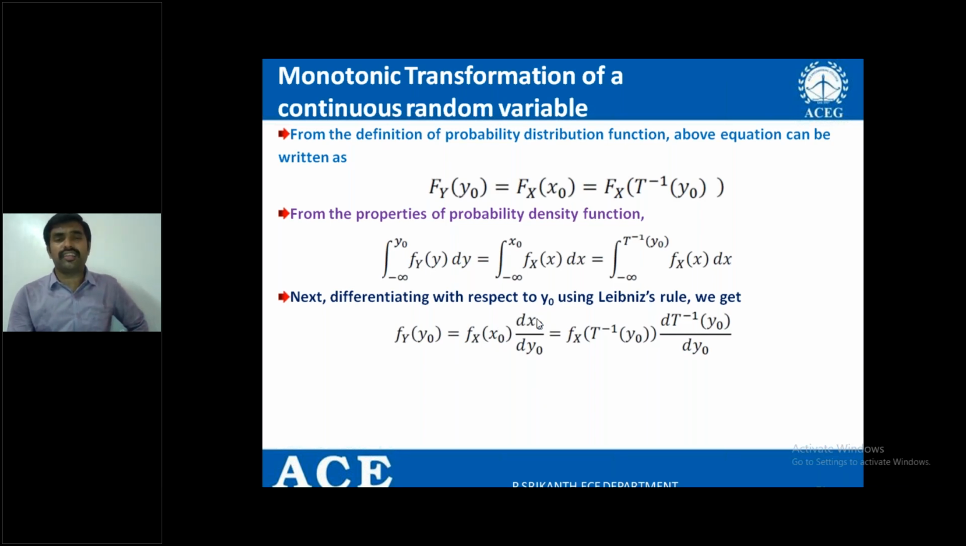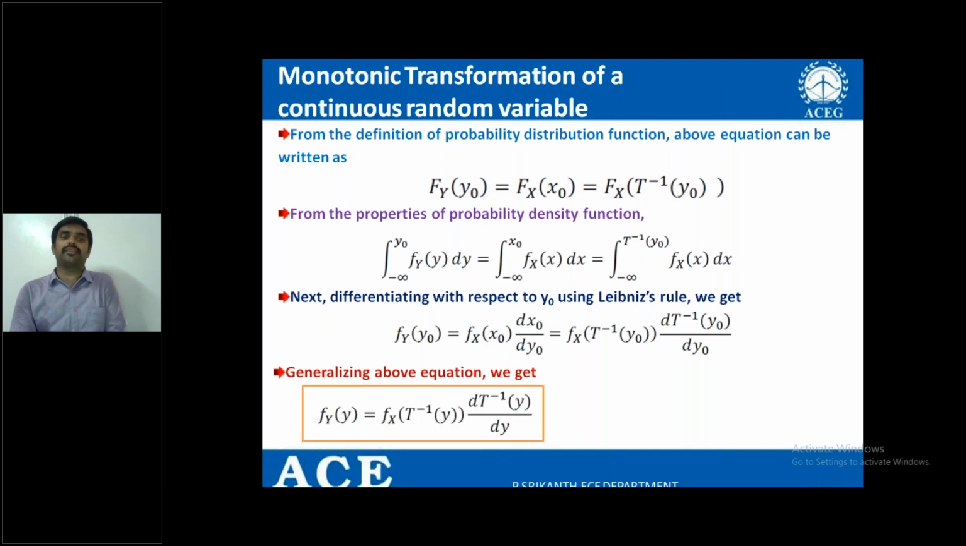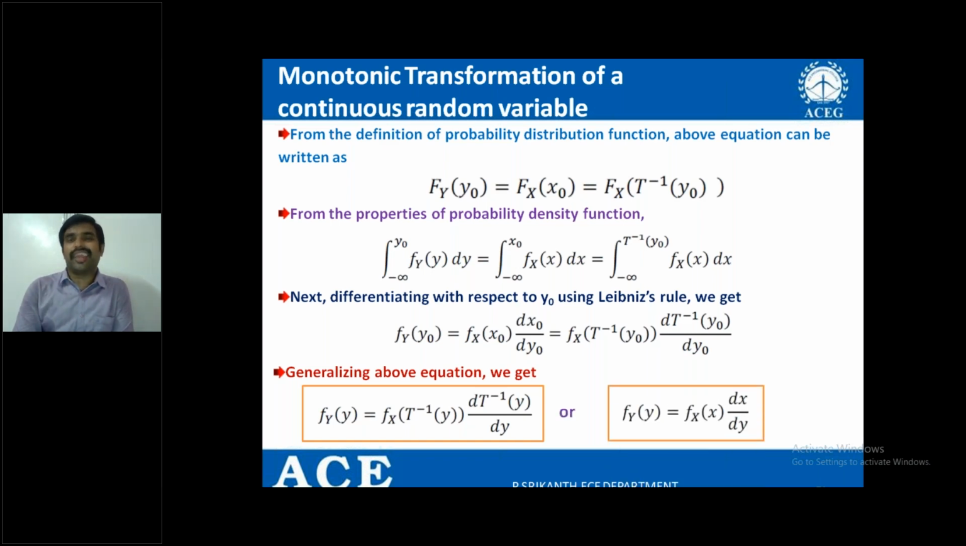This is not only applicable for x naught; it may be x1, x2 or x3. Generally, I can write the expression like this: f_y of y equals f_x of t inverse of y into d t inverse of y by dy. Or in place of t inverse of y, simply I can write x: f_y of y equals f_x of x into dx by dy. That is the monotonically increasing transformation.